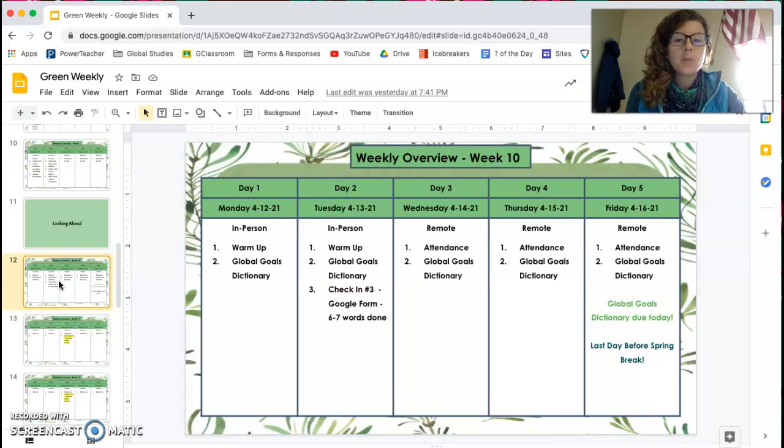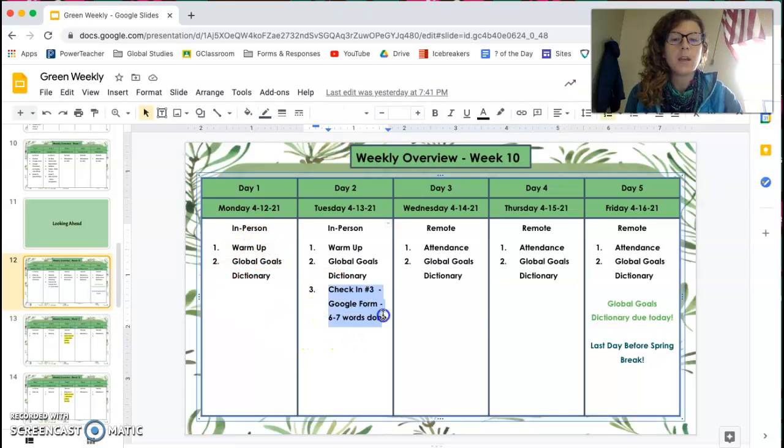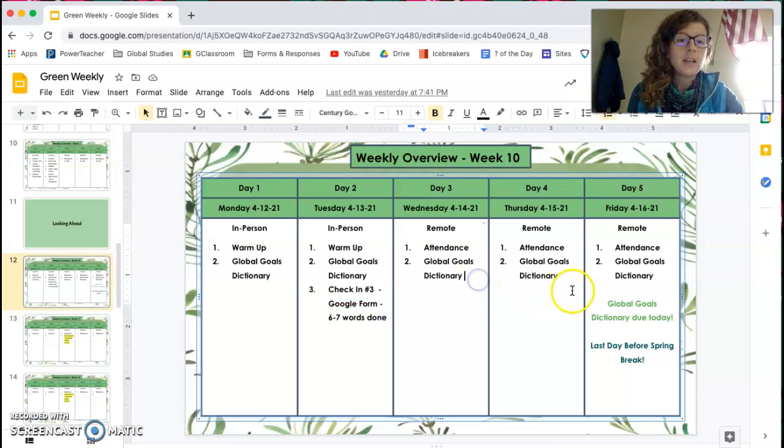So then if we look at week 10, so next week, Monday in person, you have a work day. Tuesday in person, work day. We have our third check-in. It is on a Google form. You should have 6 to 7 words done, because then you have Wednesday, Thursday, and Friday to do your last 2 words if you're going for 8, and it is due on Friday, April 16th, right there.